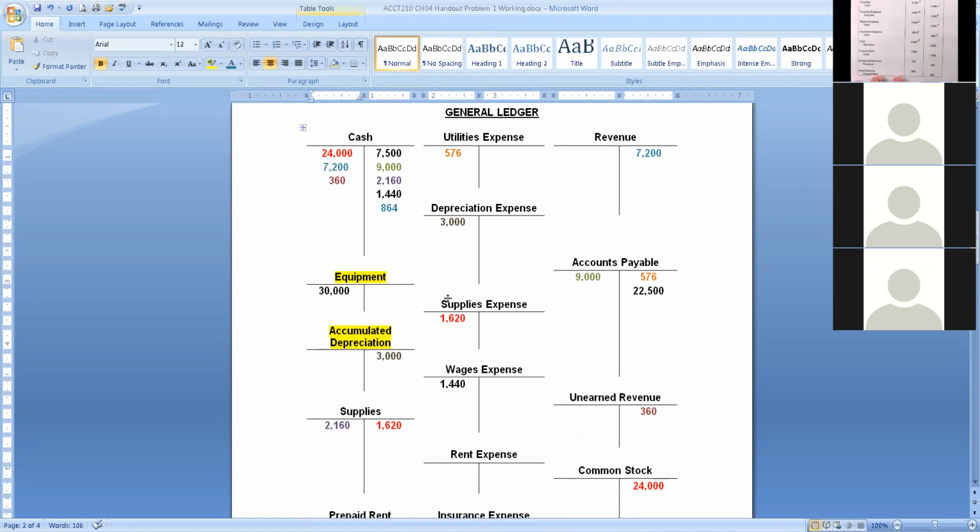Cash, 2520. And let's make that a different color. Let's make that, look at that dark green. Okay, so cash 2520. The other side is revenue.